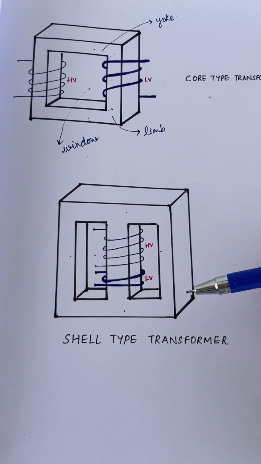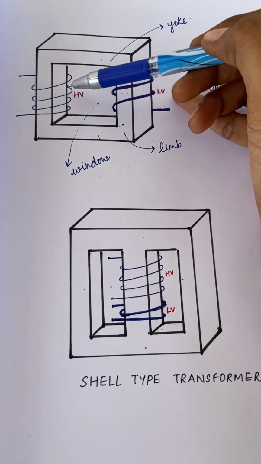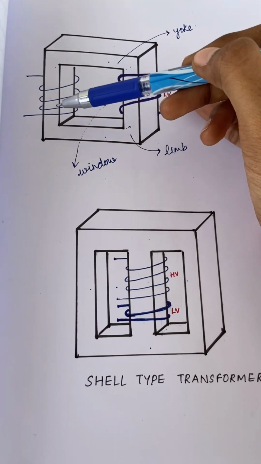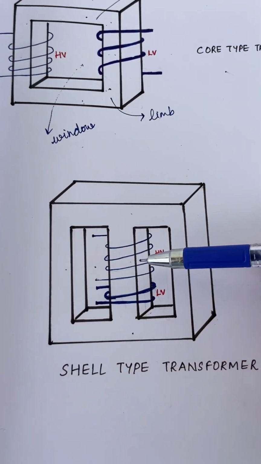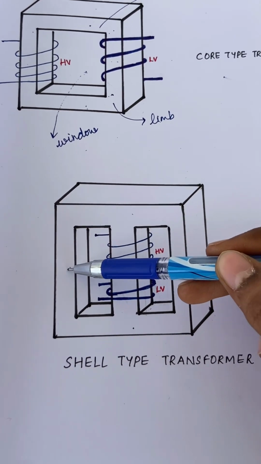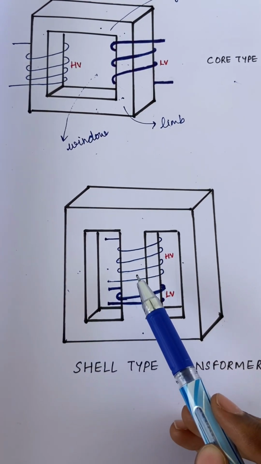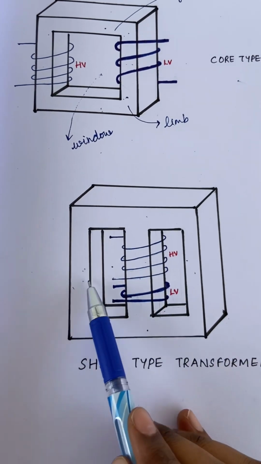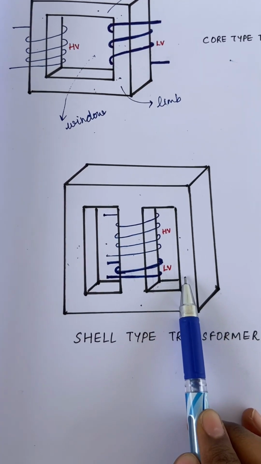And the second one is windings around the core. So here this one is the core and this one is the winding. So windings are surrounding the core, but here the core is surrounding the winding. Windings are here, but here there is core. This one is core, this one is winding, and this one is core. So the core is surrounding the winding here. So this is in the shell type transformer.